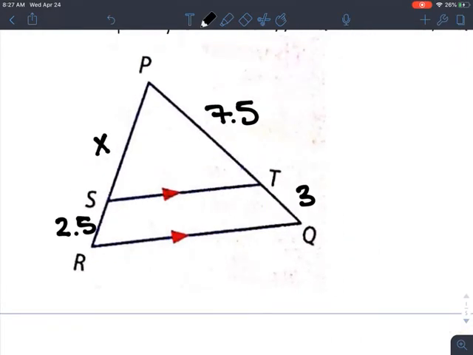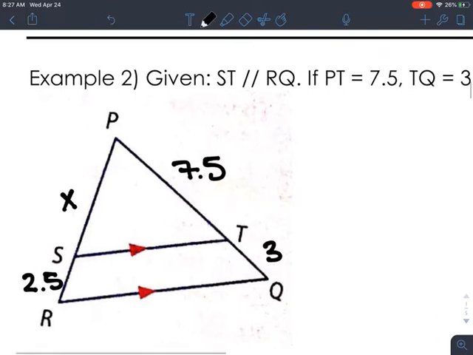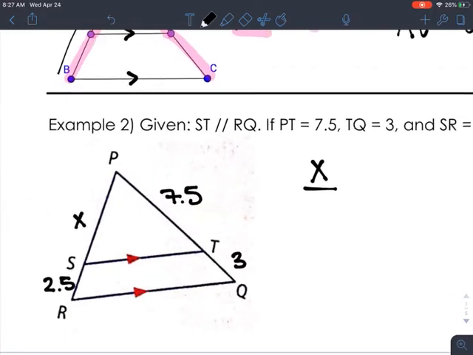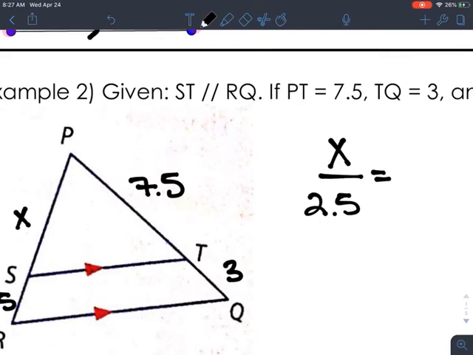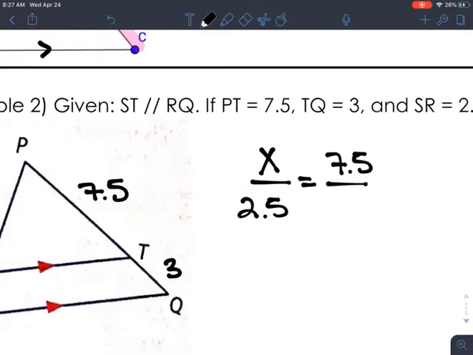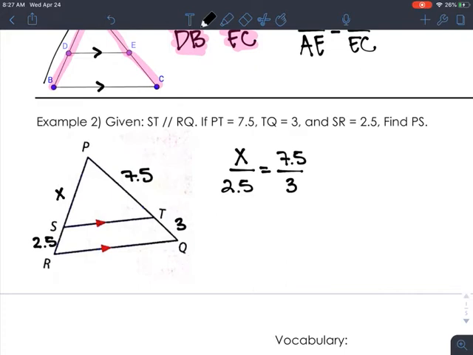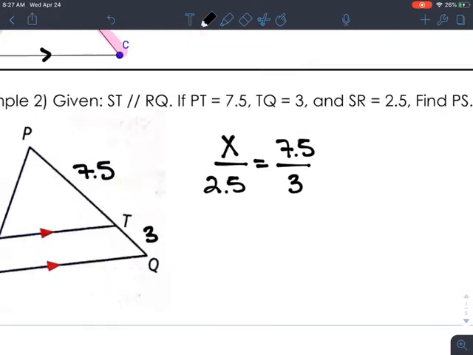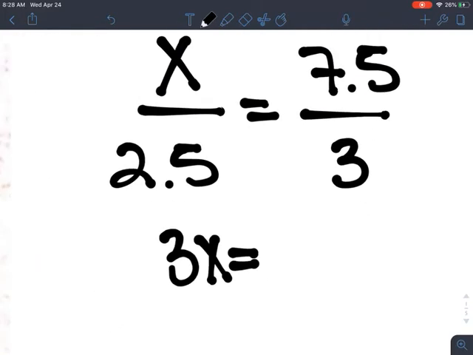But what we're going to do now is set this up using the triangle proportionality theorem, and I'm going to set up PS, which is x, is to 2.5, as that same segment coming from P, but on the other side, which is 7.5, is to 3. Okay? And so we're going to cross multiply. And so we're going to get 3x is equal to, and then we're going to multiply, sorry, I don't have my calculator with me, 7.5 and 2.5.